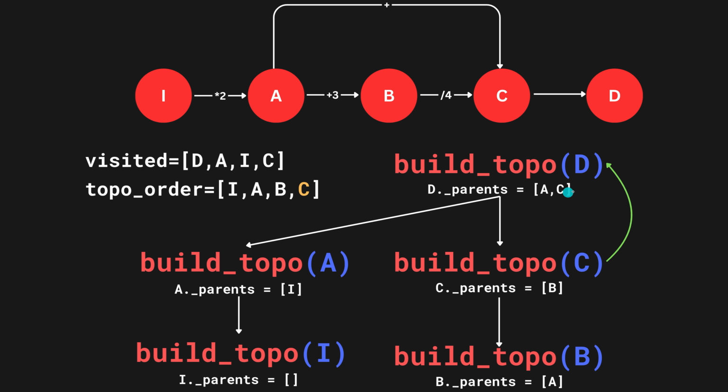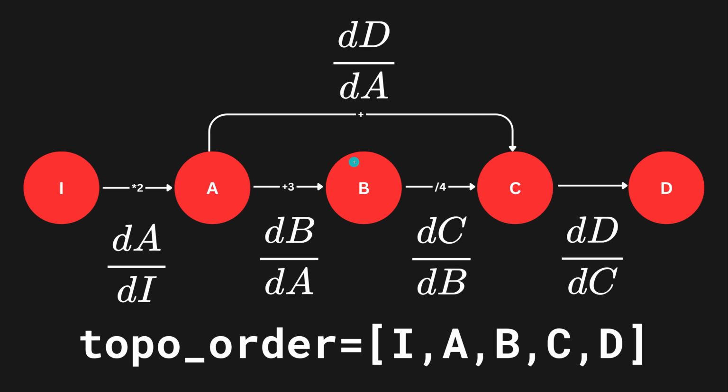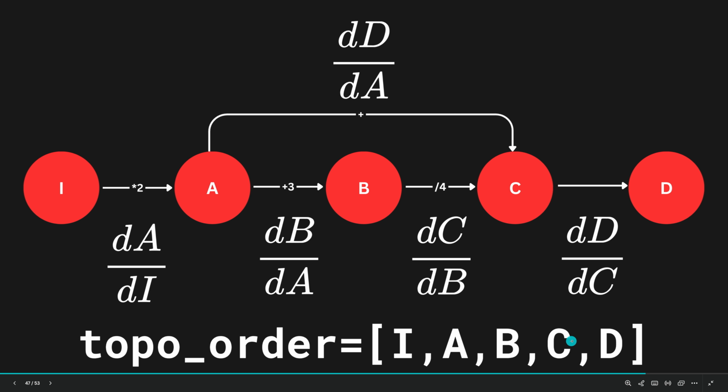Then we go up to D. Does D have any other parents that we haven't visited? No, of course not. We just did A and C. So that means D has been added. And that's basically it. This is our topological sort: I, A, B, C, D. Sounds kind of dumb, but it is super important because we get to now do this. Our topo order is I, A, B, C, D.